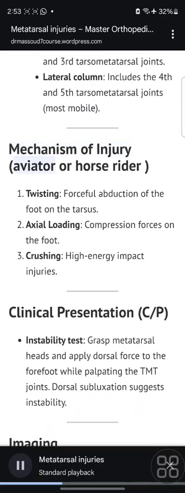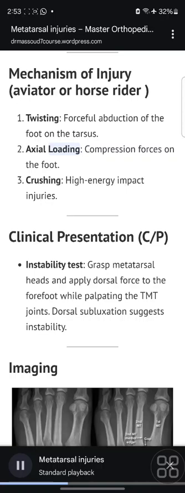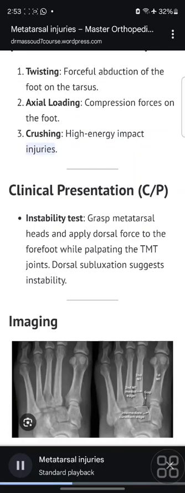Mechanism of injury, aviator or horse rider. 1. Twisting, forceful abduction of the foot on the tarsus. 2. Axial loading, compression forces on the foot. And 3. Crushing, high-energy impact injuries.